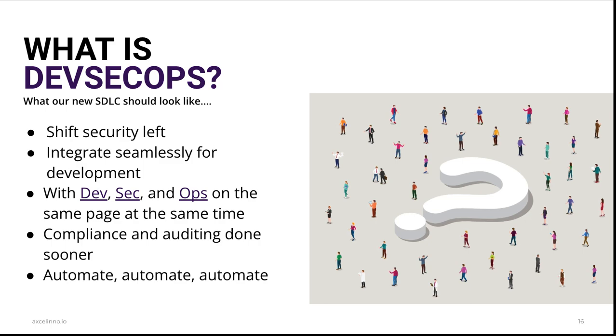Now what we're doing is we're getting dev, we're getting sec or security, and ops on the same page at the same time. Everybody is involved because all these teams are a part of an application living and breathing from idea all the way until the time it finally gets decommissioned. The infrastructure it runs on, networking, storage, everything. Everybody's now involved. Compliance and auditing are done sooner, which is important.